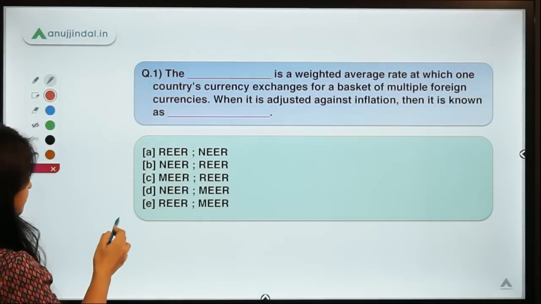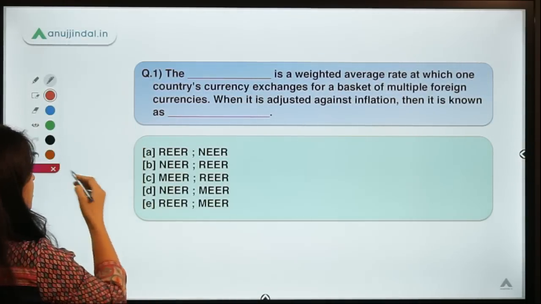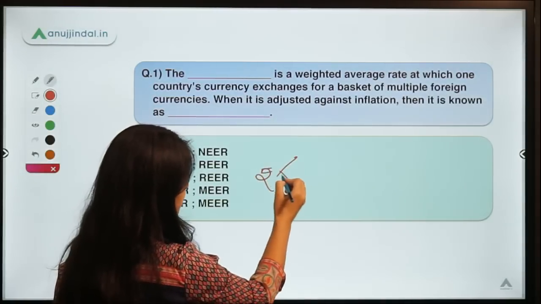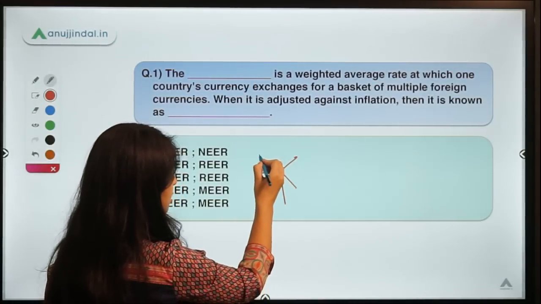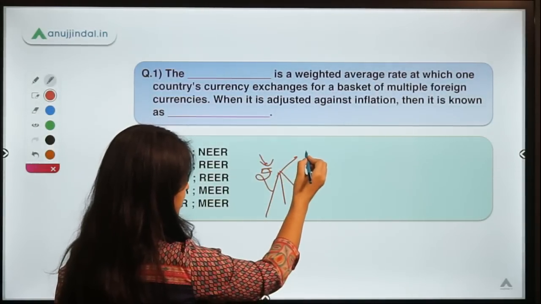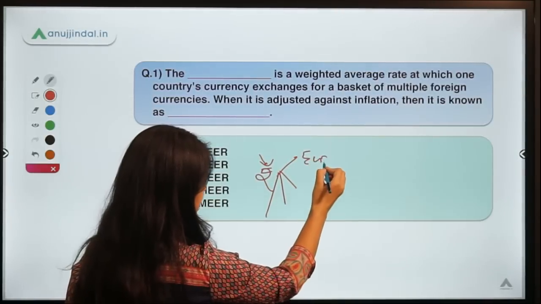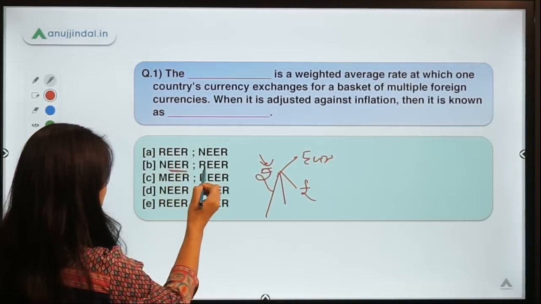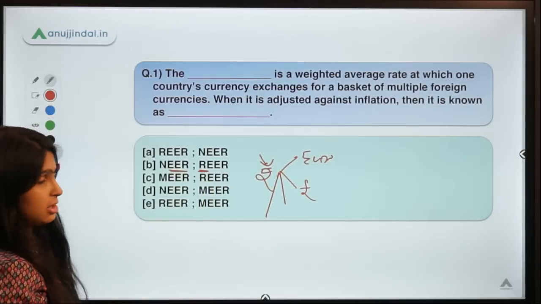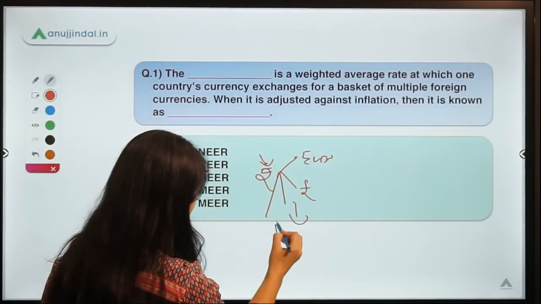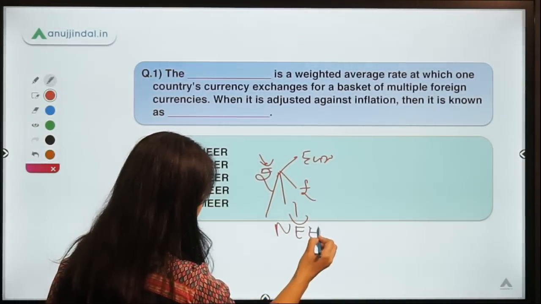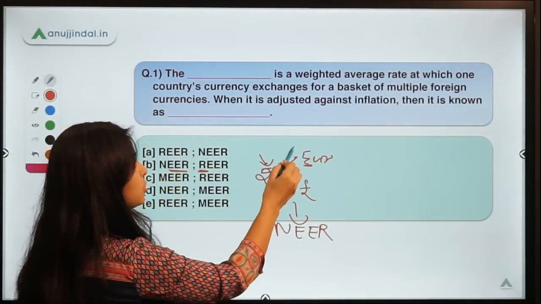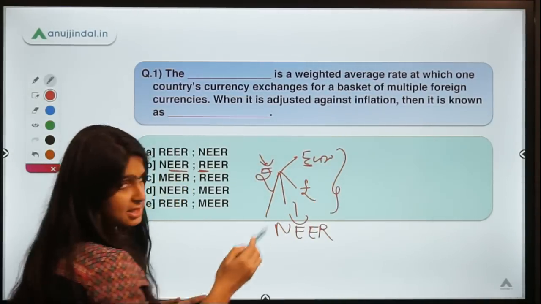Moving ahead. So guys, I just told you that NEER is found out by finding the position of a currency with respect to different currencies, right? The difference between nominal and real is inflation. So you find out NEER with the help of this formula. You take the value of different currencies. So you have to convert all the currencies, the basket that you are taking.